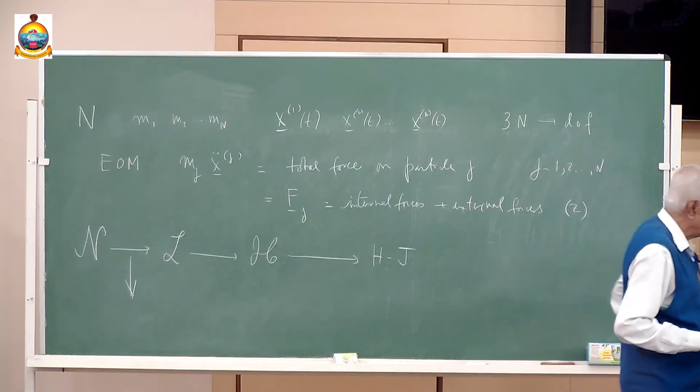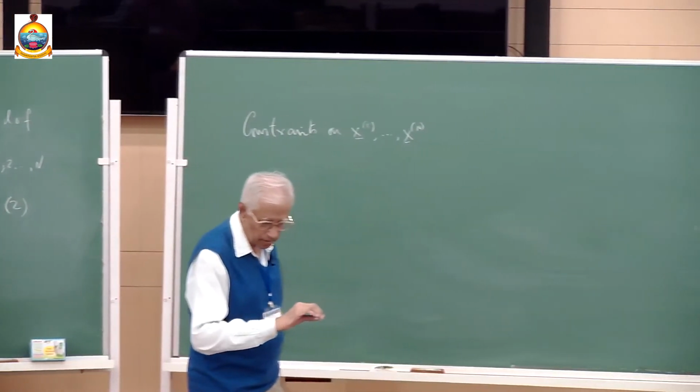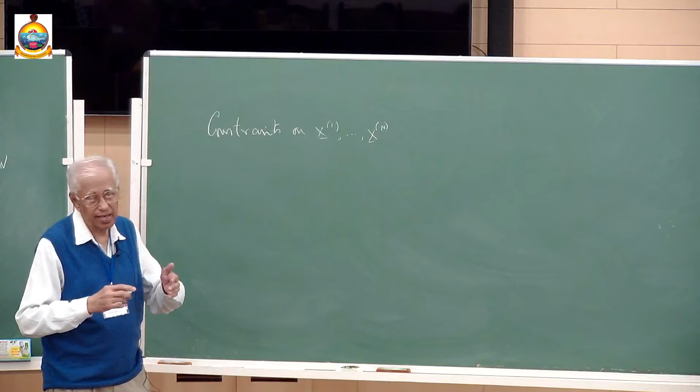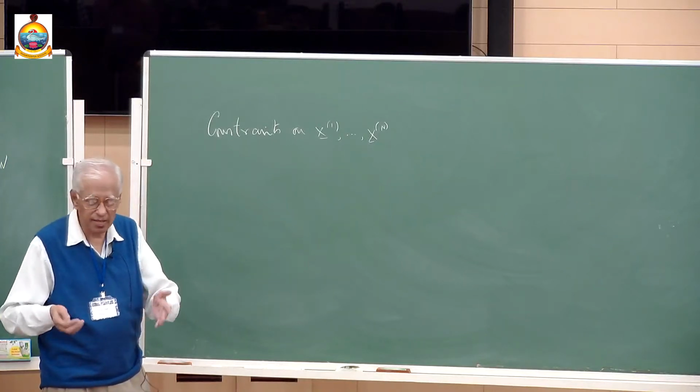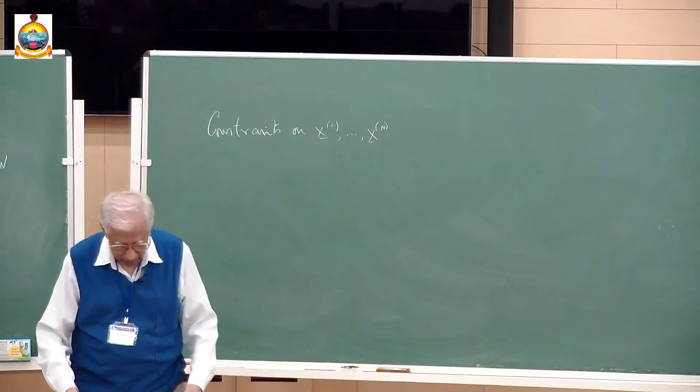The second one is the following. Suppose in some practical problem you want to use not Cartesian variables but some other variables because the equations become simpler from a practical point of view.